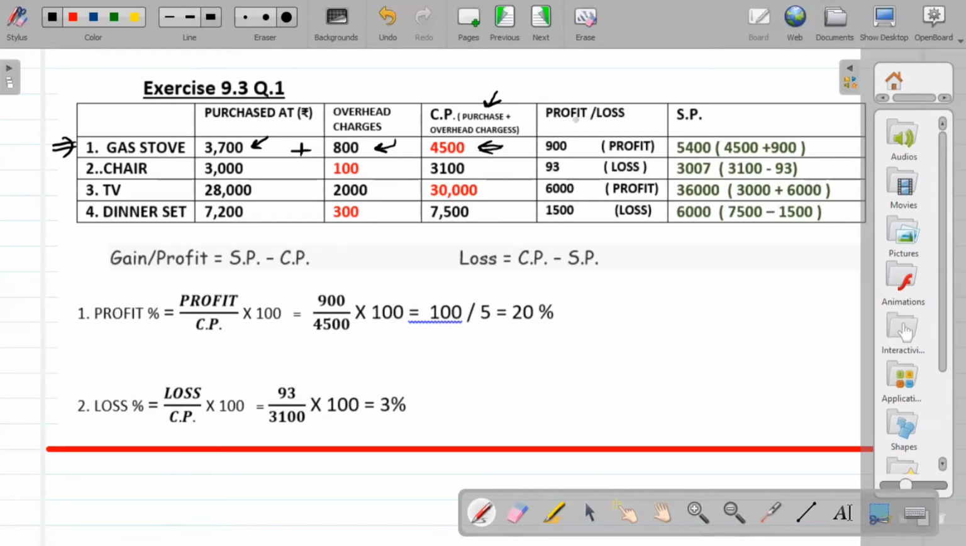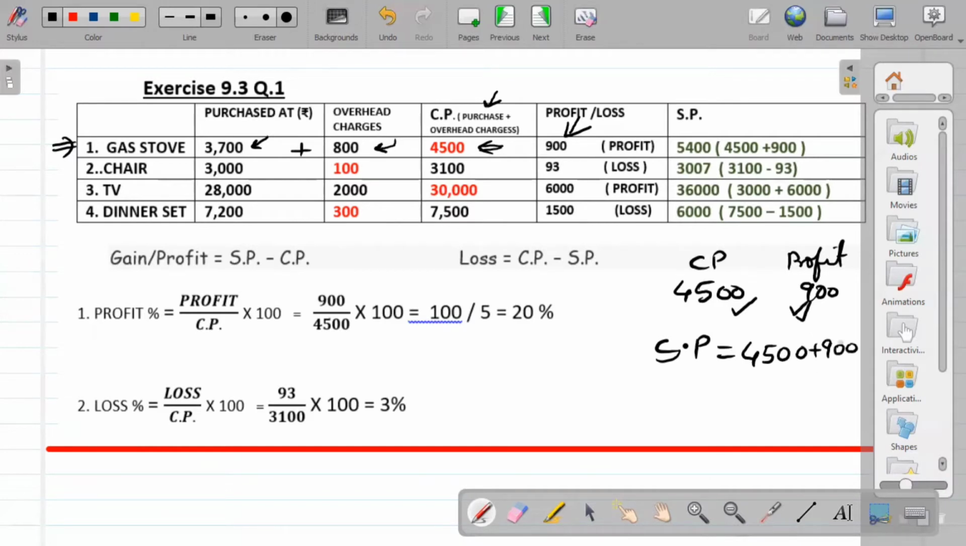So I sold that gas stove at a profit of 900 rupees. 4,500 was my CP, and my profit was 900 rupees. So from that I can easily calculate the SP. ये मेरा cost price है. Cost price के ऊपर मुझे ये rupees extra मिल रहे हैं as a profit. So if I add these two, I'll get my selling price, that is 5,400. Got it? This is how, if CP or SP is not known to us, you can calculate it this way, because we have these formulas also: profit is nothing but SP minus CP, and loss is nothing but CP minus SP.